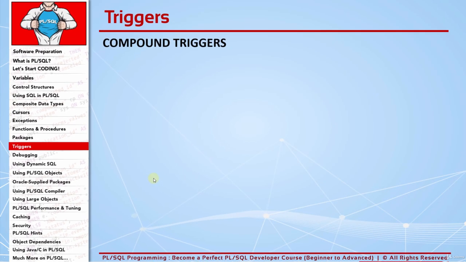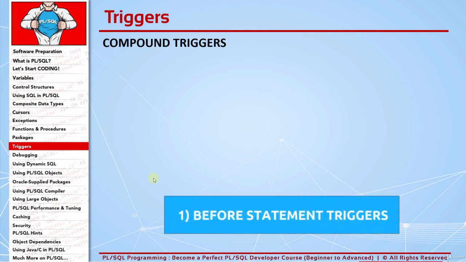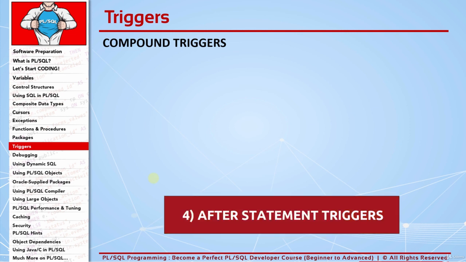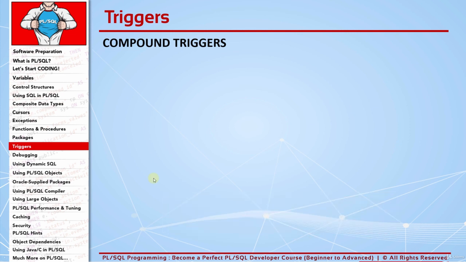Hi, in this lecture you will learn what the compound triggers are and how to use them. Up to now we learned 4 types of triggers: before statement triggers, before each row triggers, after each row triggers, and after statement triggers respectively. With these triggers we can take some actions before or after the statements or rows.